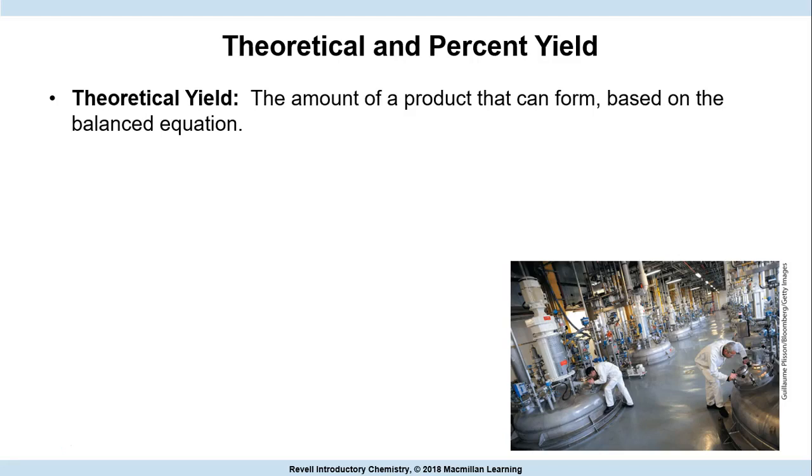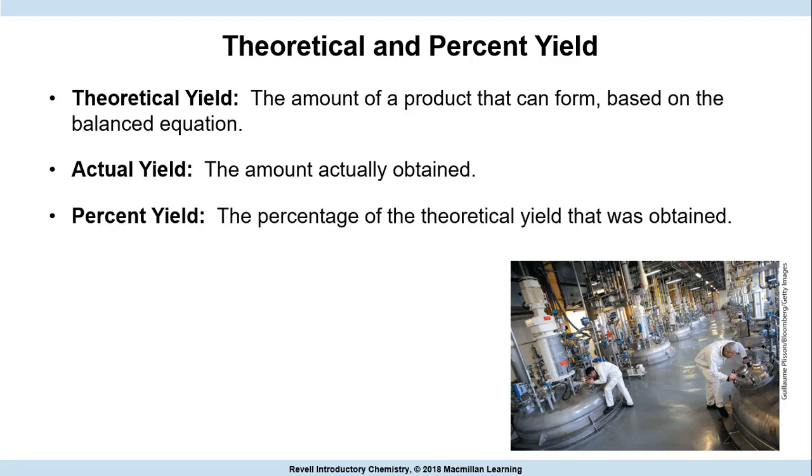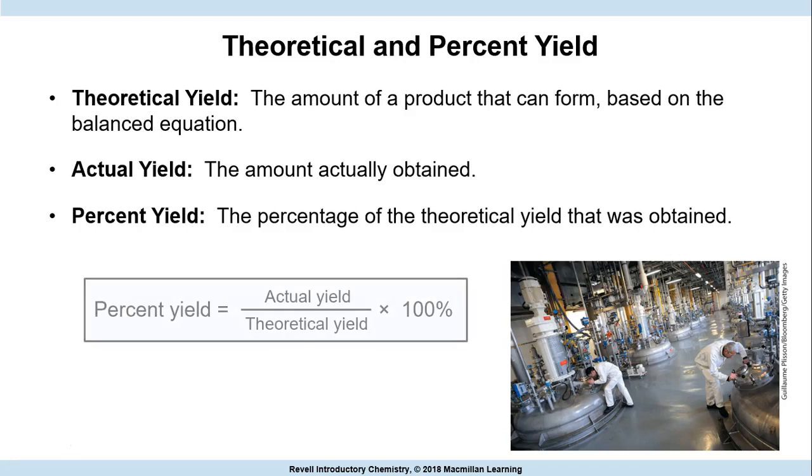So when a reaction is carried out, what is obtained is the actual yield. And the actual yield is always less than the theoretical yield because some of the product will be stored in the equipment that you are using. Some of the product will be lost when you are trying to purify your product. So the percent yield is the percent of the theoretical yield that was obtained. So how do we calculate percent yield? Percent yield is given by the actual yield over the theoretical yield times 100.